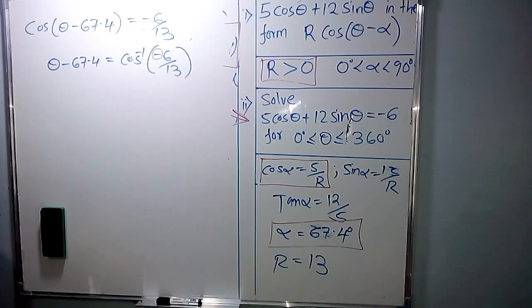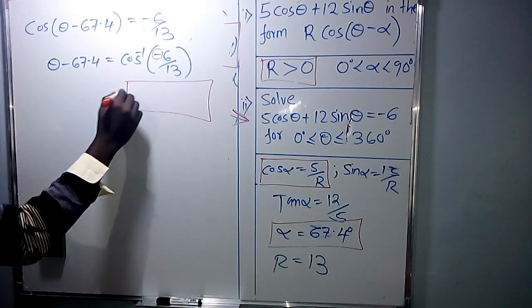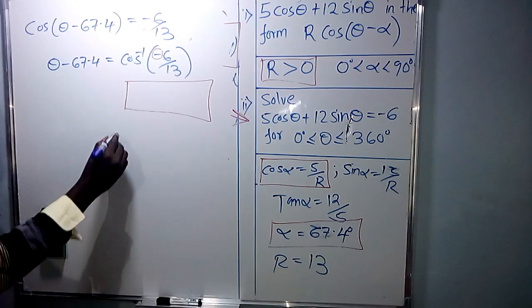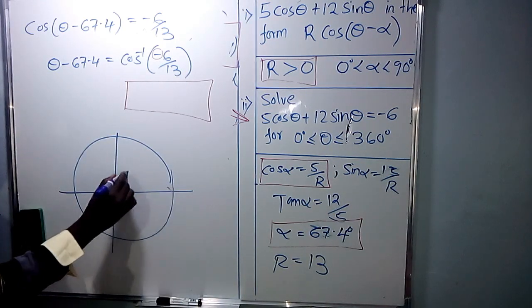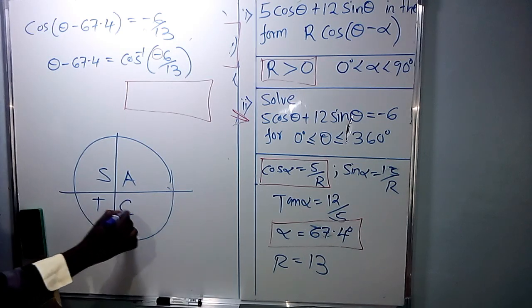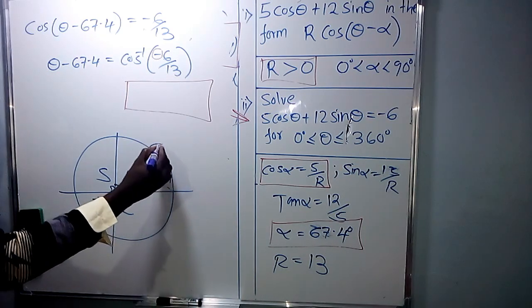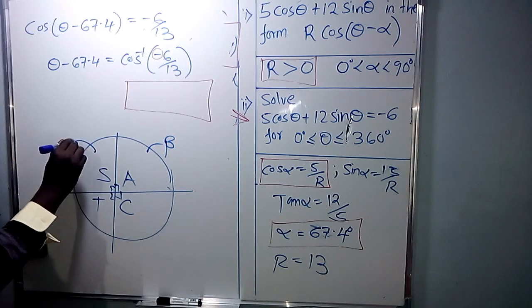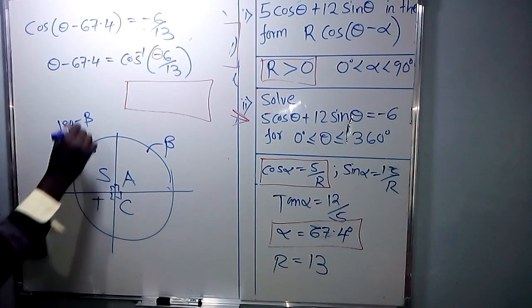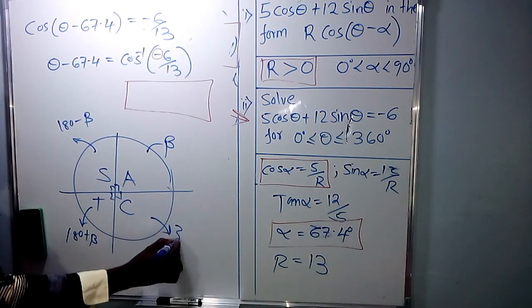So how do we use it to locate the quadrant? You come and you draw your unit circle, which has 4 quadrants. All students take calculus. So if in the first quadrant you have some angle, then the angle in the second quadrant is 180 minus the angle, the angle in the third quadrant is 180 plus, and the angle in the fourth quadrant is 360 minus.